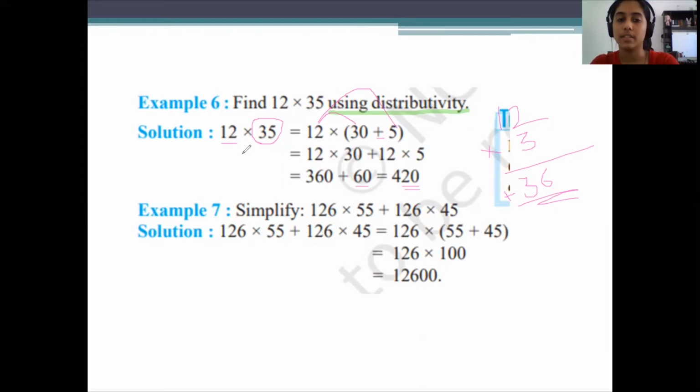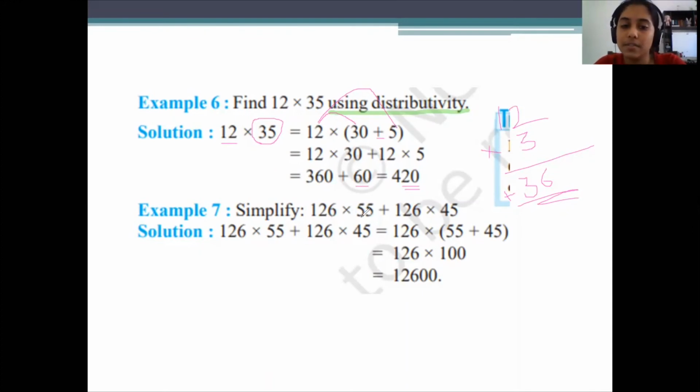Now 12 into 35, they have split here 35. If you split just 12, it'll be very hard because 35 is a big number, and it's easier to learn tables of 12 or do calculations with 12 rather than 35. Now let's see the next example.